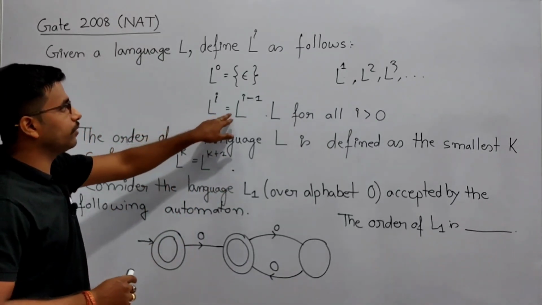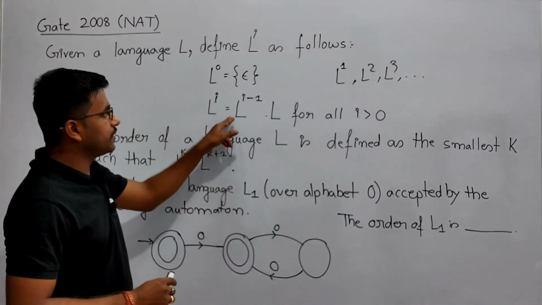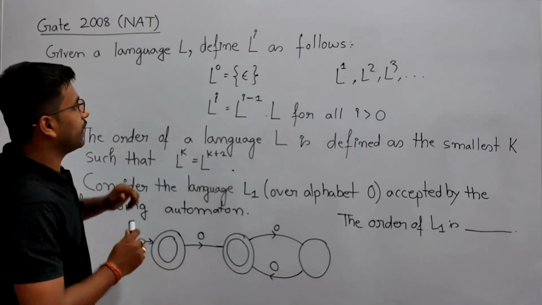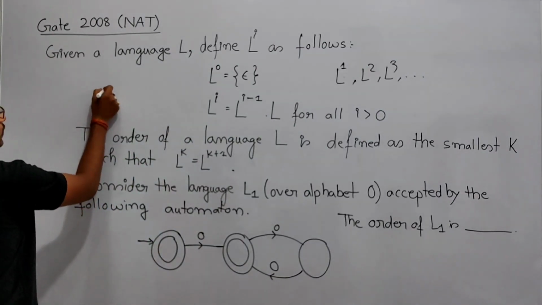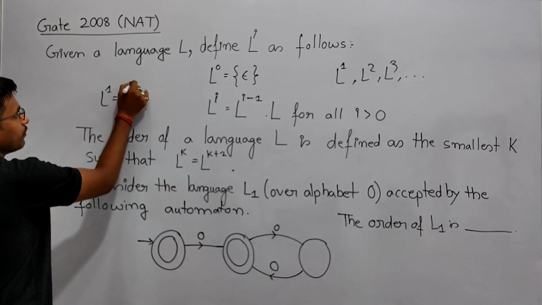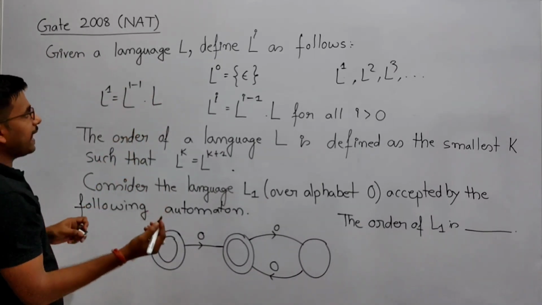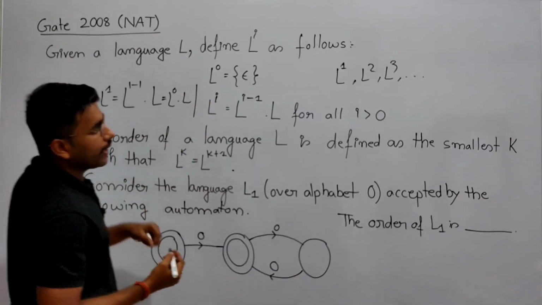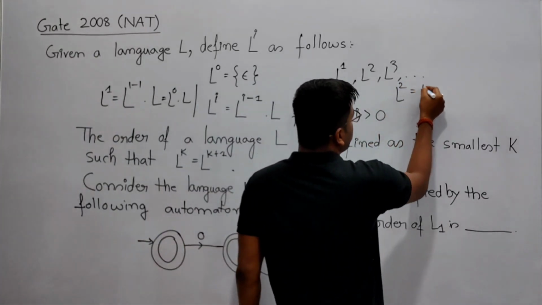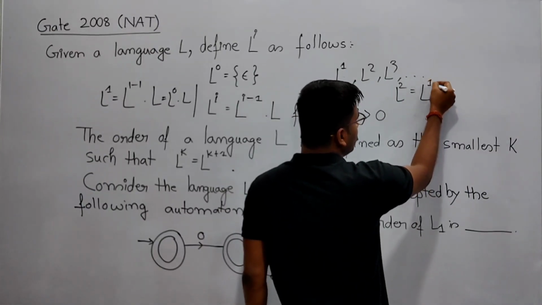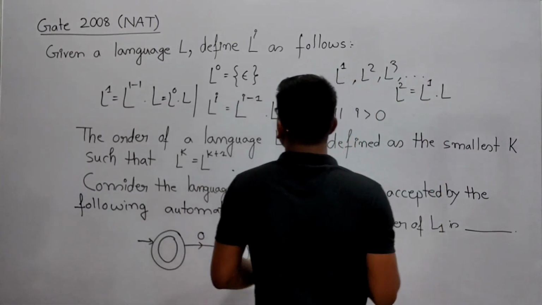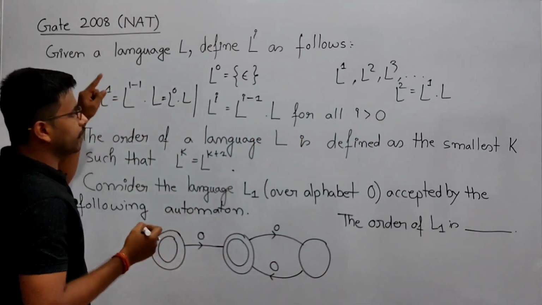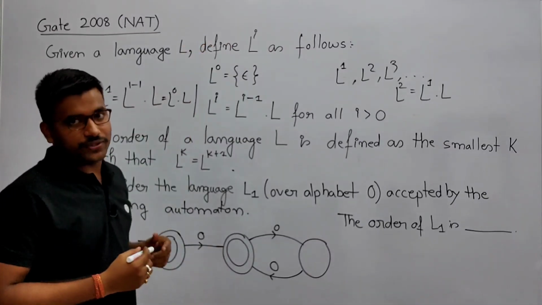Now Li, that is L to the power i, is equal to L to the i minus 1 dot L. If L0 is given and you want to find L1, you will go L1 minus 1, that is L0, then L. L is the language, so it will be L0 dot L. If you require L2, then you will go L2 minus 1, that is L1, then L. That is going to give you L2, for all i greater than 0, means for 1, 2, 3. When it is 0, then only epsilon.